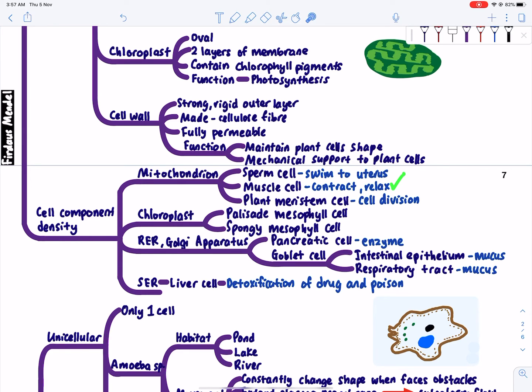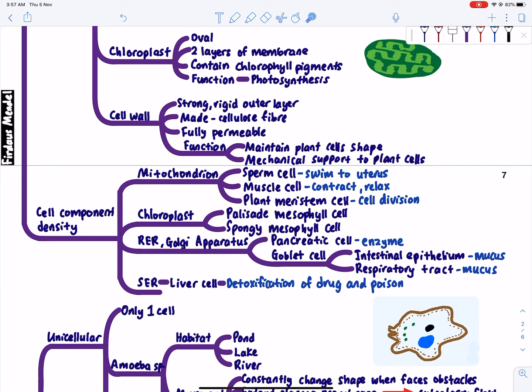And then the muscle cell, which contracts and relaxes. We have three types of muscle cell: skeletal muscle, smooth muscle, and cardiac muscle. Cardiac muscle is at our heart, smooth muscle is found at the blood vessels, and skeletal muscle at the bones. And then the sperm cell, involved in swimming to the uterus so that it can fertilize the secondary oocyte.